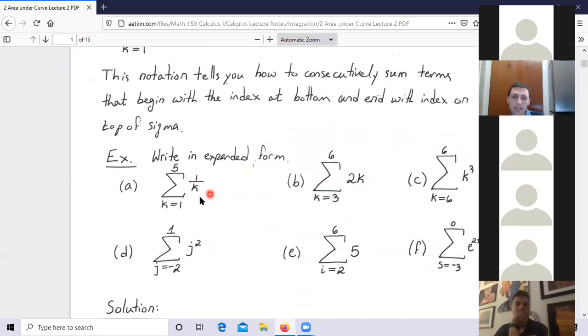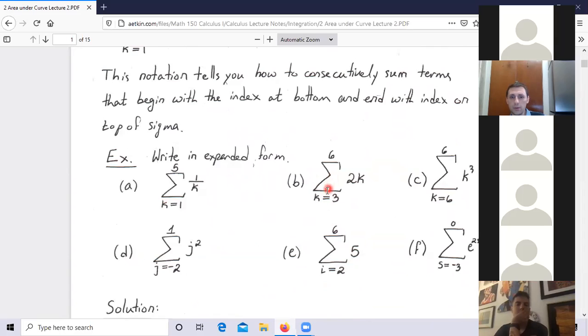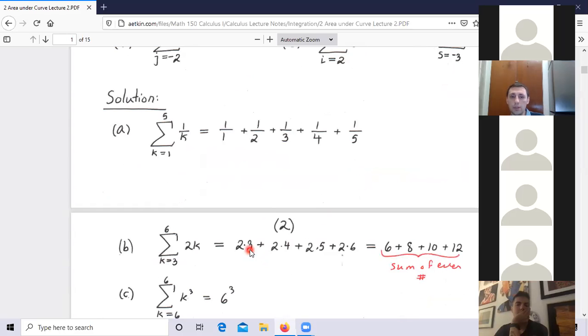So let's write in expanded form the summation k equals 1 to 5 of 1 over k. For a, that simply is 1 over 1, plus 1 over 2, plus 1 over 3, plus 1 over 4, plus 1 over 5. Good? For b, where the summation starts at 3 and goes to 6, k is initially 3, then k will be updated to 4, then to 5, then to 6. So for b, it will be 2 times 3, plus 2 times 4, plus 2 times 5, plus 2 times 6. Right? It's the sum of even numbers. You see, 6 plus 8 plus 10 plus 12.